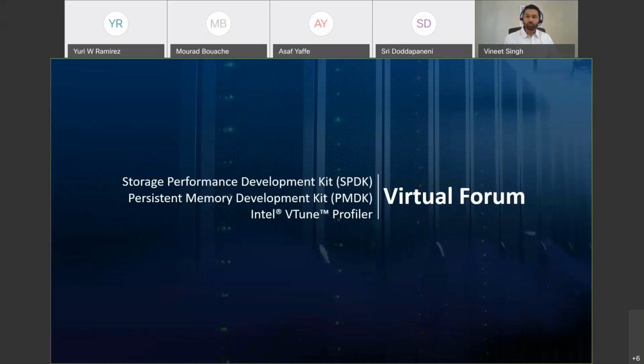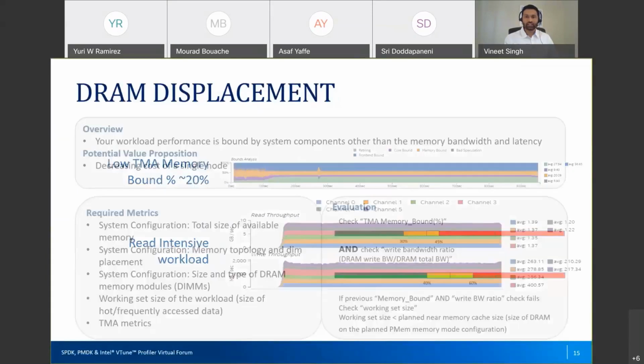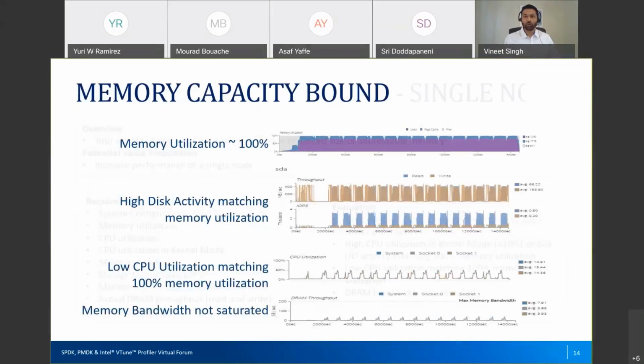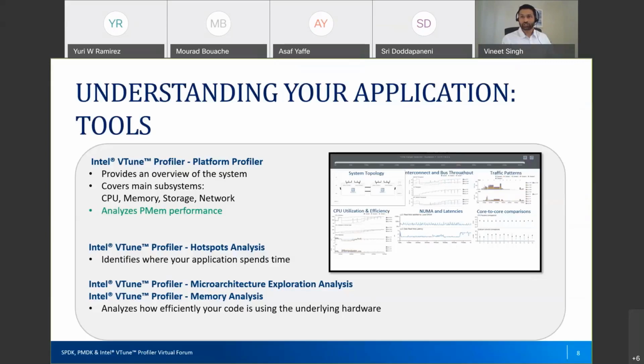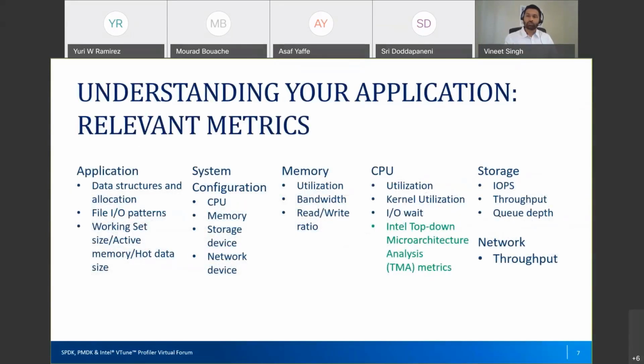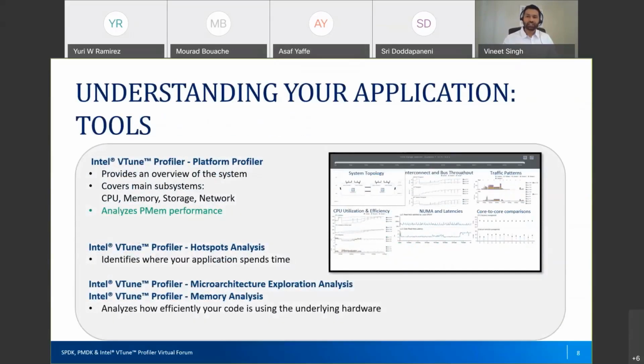Okay. So if you go back to the slide that I had in the beginning, which talked about the superset of all the metrics that you need in order to do such a suitability kind of analysis, most of the system level information is covered by VTune Platform Profiler. As you can see, I gave you examples of different graphs: memory bandwidth, latency, storage, network, CPU. All those metrics are covered by Platform Profiler.